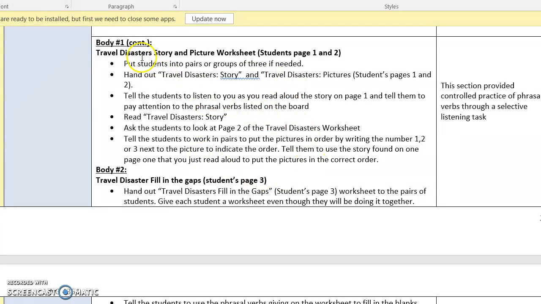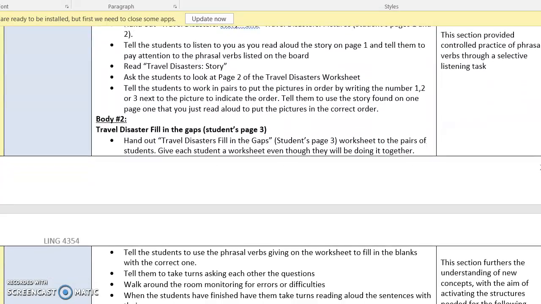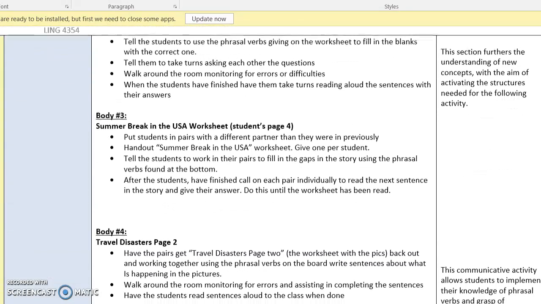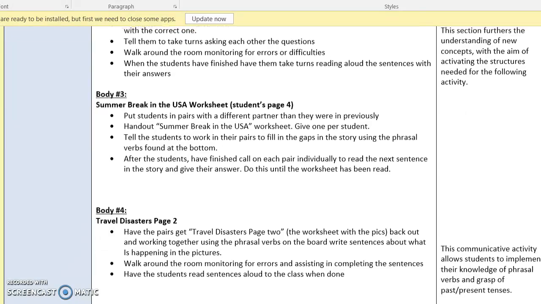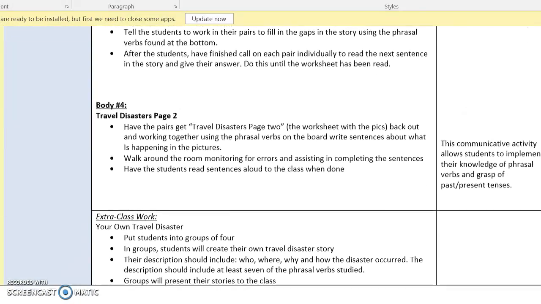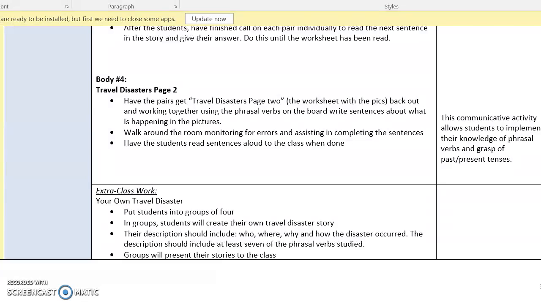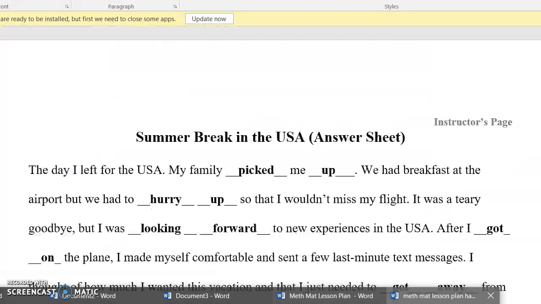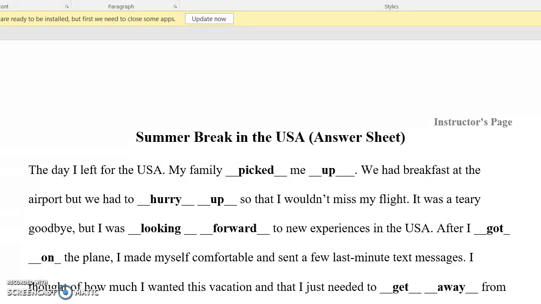I have a travel disasters story and picture worksheet. I have a fill in the gaps. I have summer break in the US. It's also, I think, a fill in the gaps worksheet. Yeah. A travel disasters page 2. So I think it's the worksheet above where they do something else with it. They write sentences. So there's just a lot of worksheets. Here's the answer key for the one.